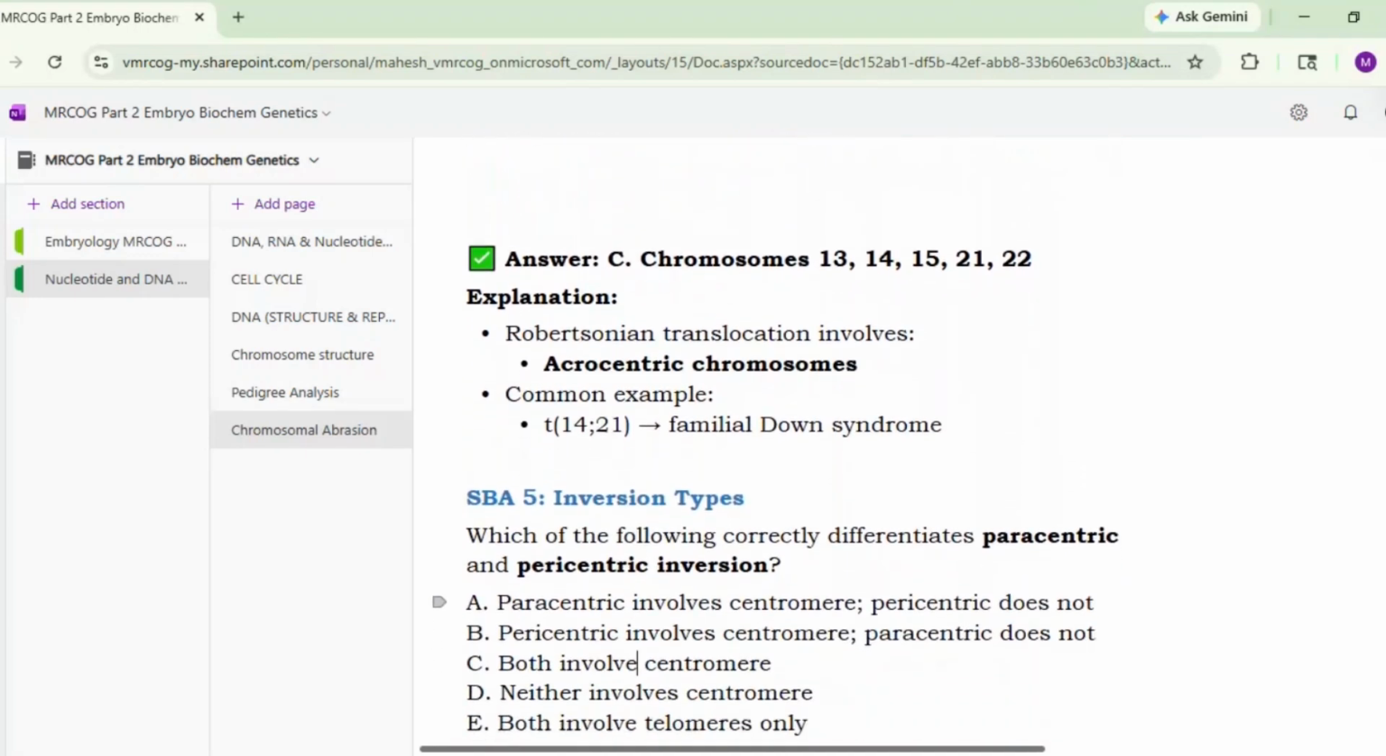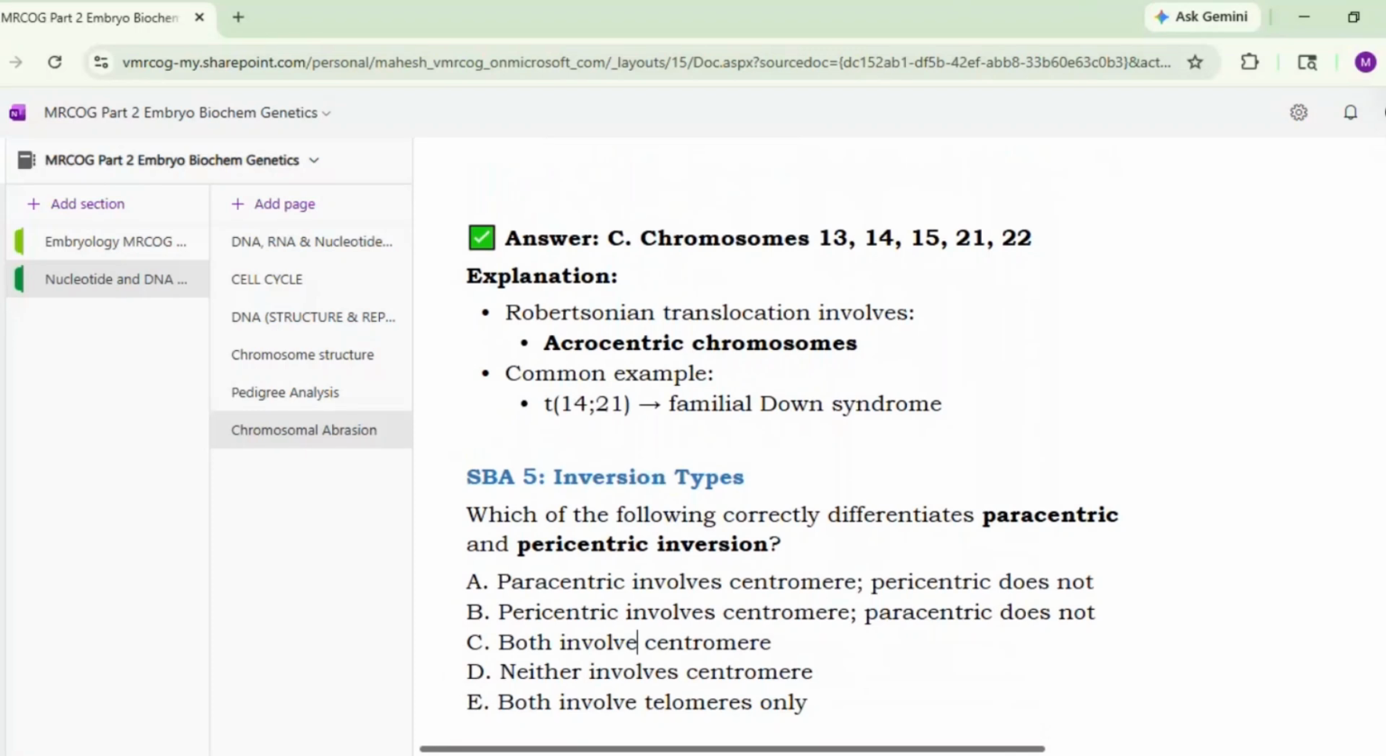Next. Which of the following correctly differentiates paracentric and pericentric inversion? Paracentric involves centromere, pericentric does not. Pericentric involves centromere, paracentric does not. Both involve centromere, neither involve centromere, both involve telomeres only. Option A, paracentric involves centromere, pericentric does not. Sir, option B, pericentric involves centromere and paracentric does not.